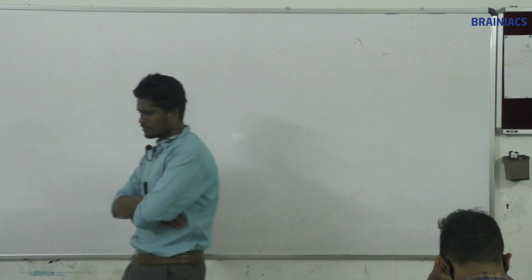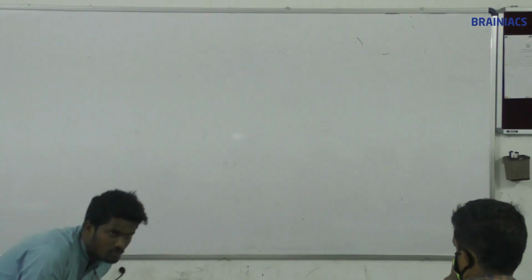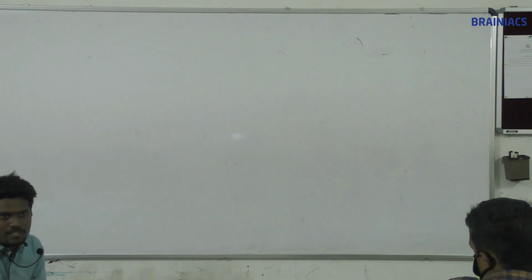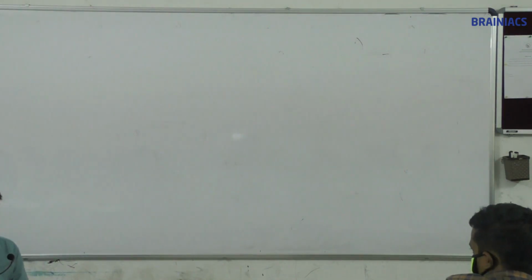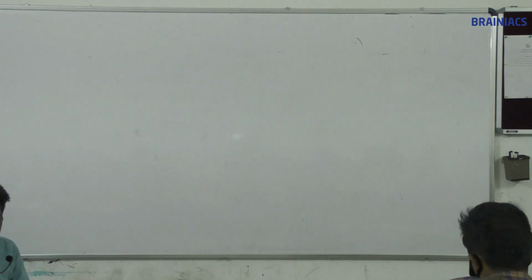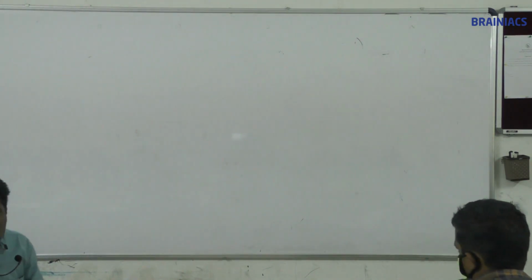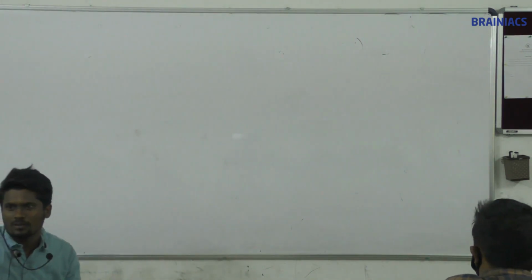What do you mean by ozone? It is an allotrope of oxygen. Present where? 20 kilometer, or simply the troposphere, right? It is actually 0 to 11 kilometers that is the troposphere, and after that the stratosphere.